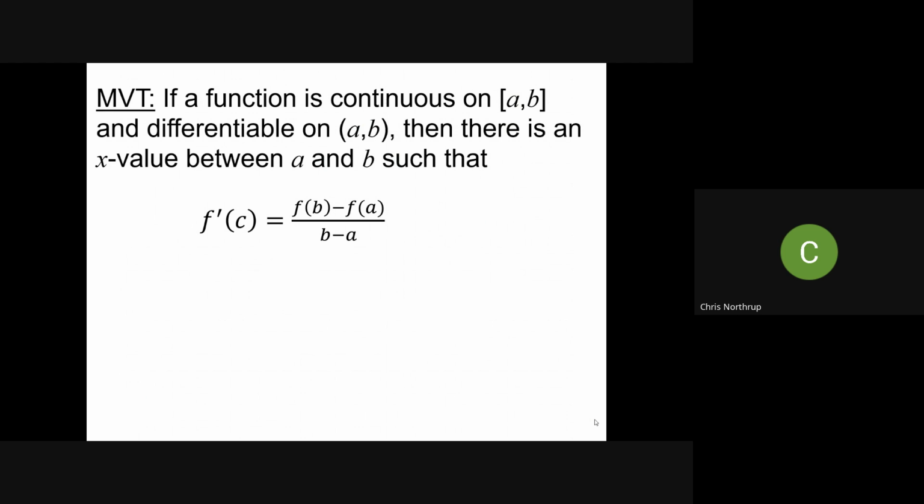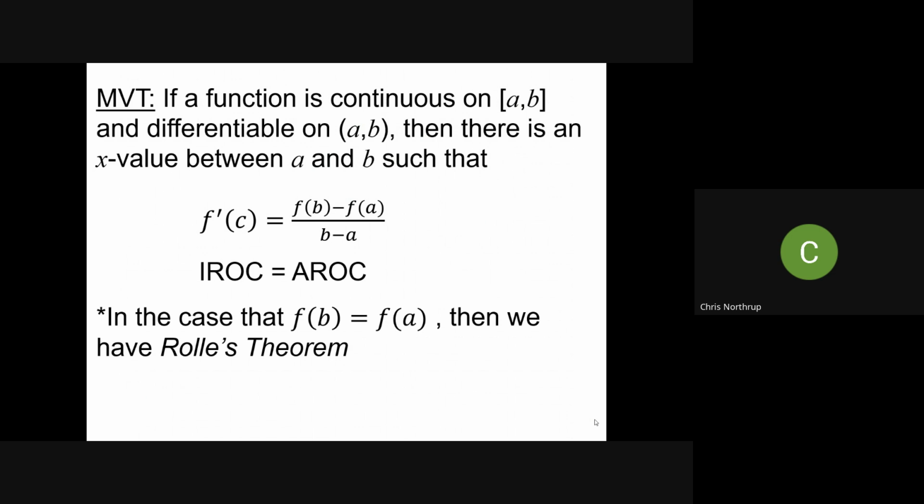Now, in the special case that your endpoints have the same y values, you're going to get 0, and that is something that we call Rolle's theorem, which we'll look at more in class. So this is really telling us there is a point where the instantaneous rate of change is equal to the average rate of change. This is only true if we have continuity and differentiability.